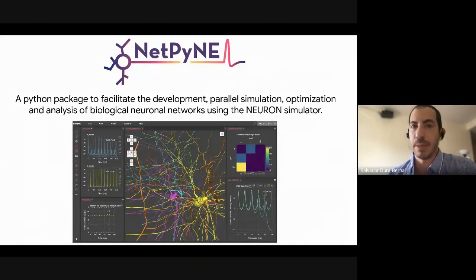It's a Python package that helps you develop and run parallel simulations of these models, optimize the parameters of the models, which we'll talk about more later, and also analyze the output of these models and the structure and so on, all built on top of the Neuron simulator, which is used as the backend simulator.